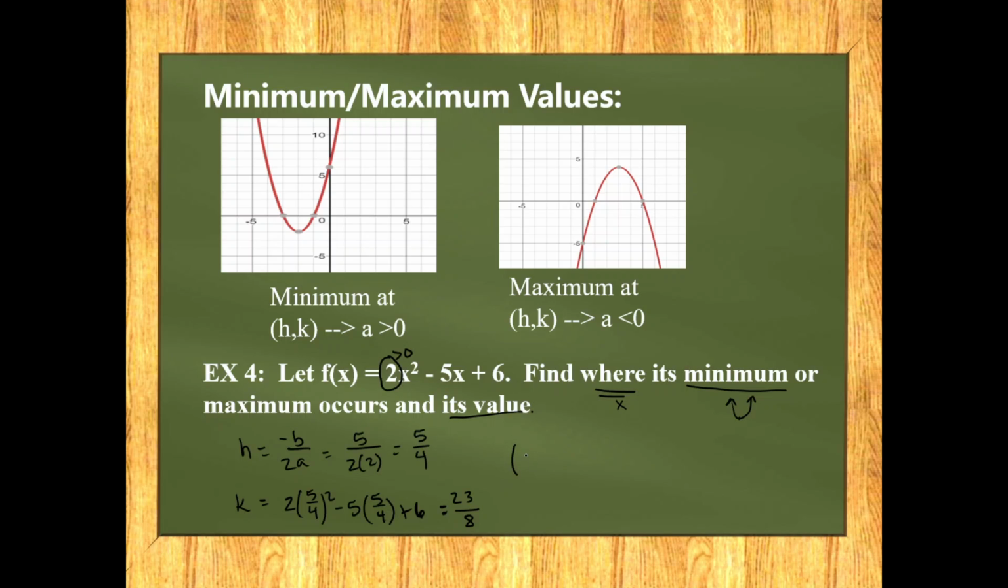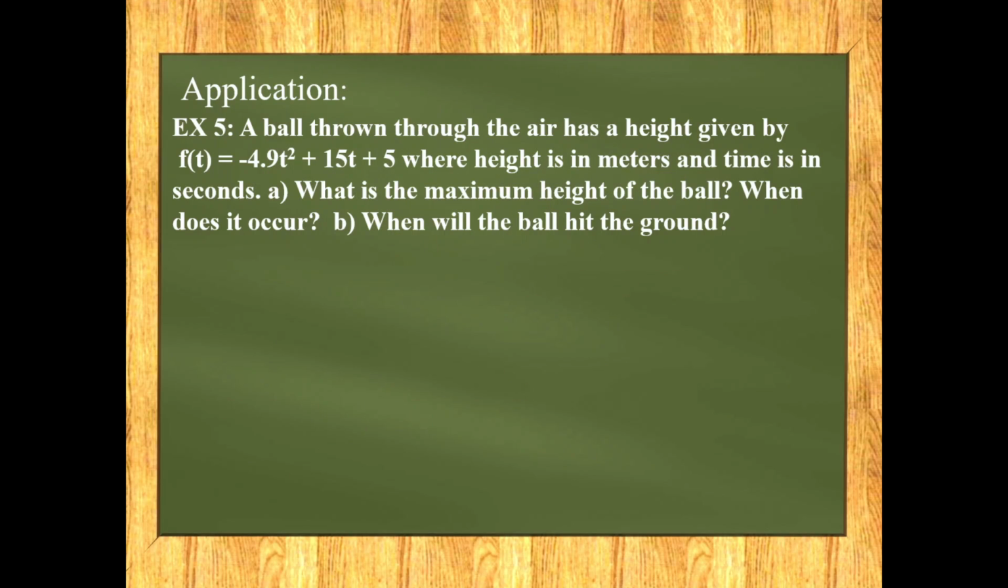So your minimum occurs at x equals 5/4, and the minimum value is 23/8. Okay? All right, now let's take this and put it in a word problem.